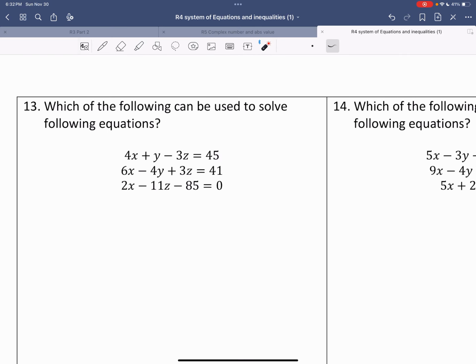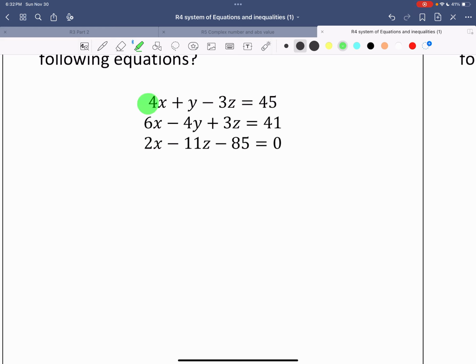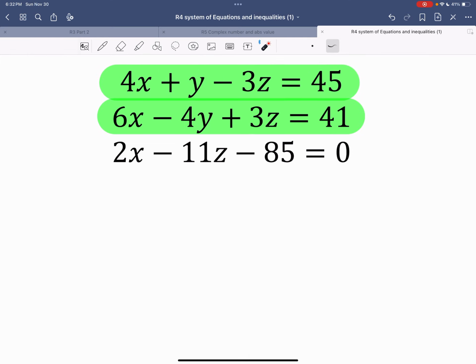So when you're trying to do it, we always should have x plus y plus z equals some kind of number, in that order. And if you can see, x plus y minus 3z equals 45, that's okay. It always has to be in x, y, z order. 6x minus 4y plus 3z equals 41, that's okay. The problem is the next line: 2x minus 11z minus 85 equals 0. That's not okay because we should have x, y, z order.